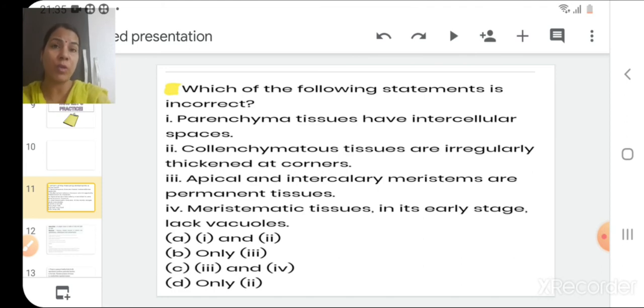These are immature tissues. These are undifferentiated tissues which will differentiate later. So this is the incorrect statement. And the fourth statement is meristematic tissues in their early stages lack vacuoles. That is a correct statement. It is not given in your textbook, but that is a correct statement. So here the correct option is option B, that is, only the third statement is incorrect.